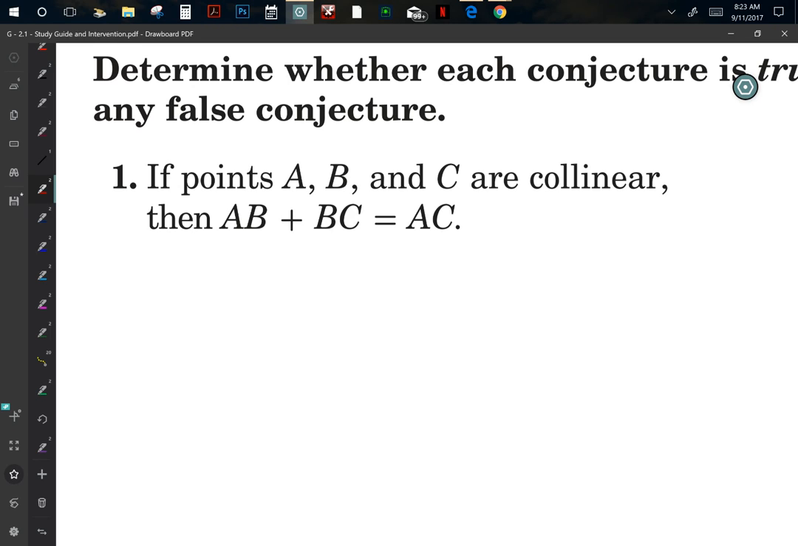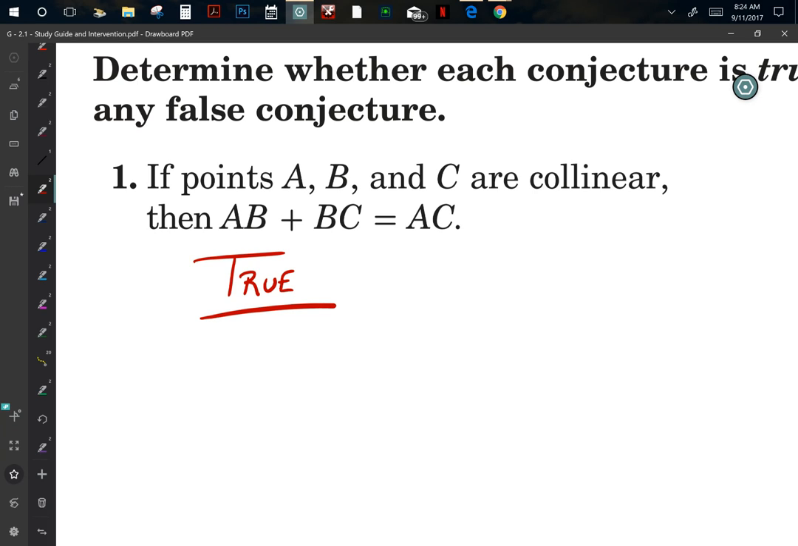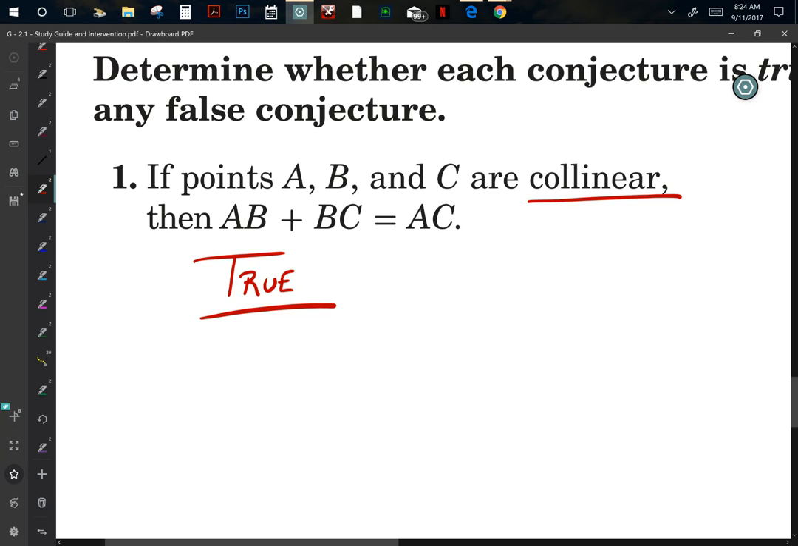If points A, B, and C are collinear, then AB plus BC is equal to AC. True or false? I think that's true. Why do you think that is? What do you think's key there? Collinear. Well, but you know what? It's actually false. Can anybody tell me the counterexample? All you have to do is think of one.